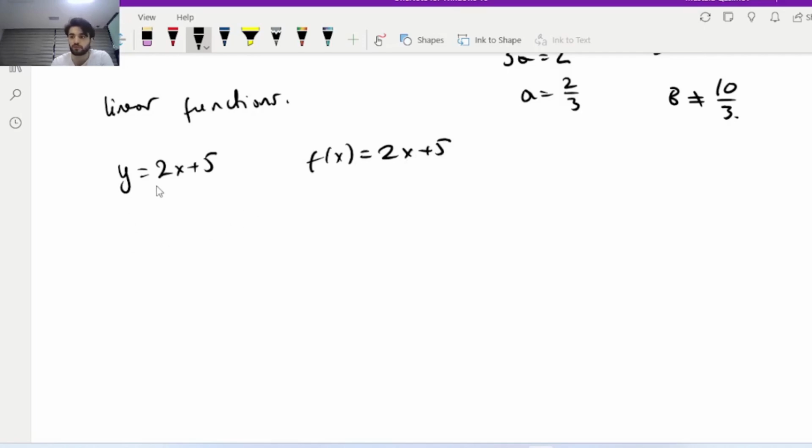Let's start from 2. For 2, or first let's write the general form. General form. y is equal to kx plus b.